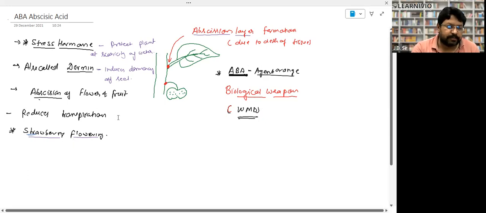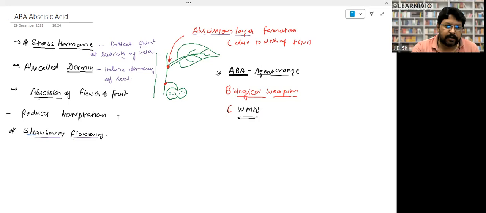It reduces the transpiration, that's why I told you. Great. Did you get all these points? It is also responsible for flowering in strawberry. Please remember that. Okay, great. So the abscission layer is clear, go through it and tell me if you have any doubt. Then we'll move ahead.